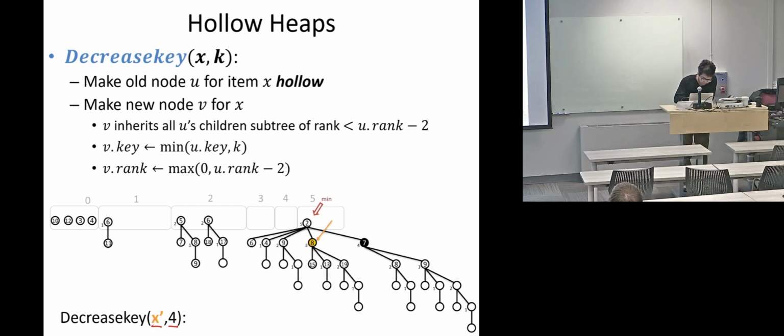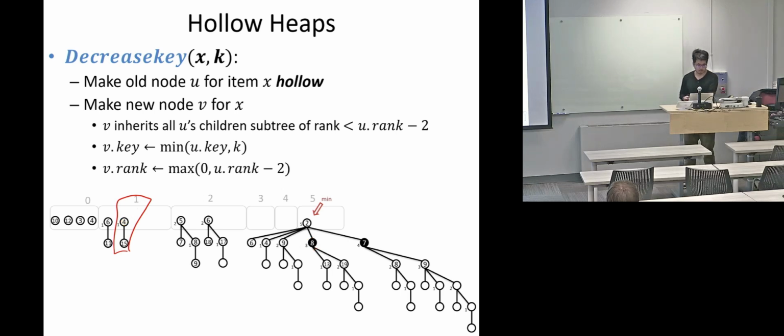We need to make this guy hollow, and then I'm going to move all children except the biggest two, which is now just these children, to another node and make another tree. And the rank of the new guy will be reduced from 3 to 1. So this is now hollow, and I make a new tree here. And then I continue.